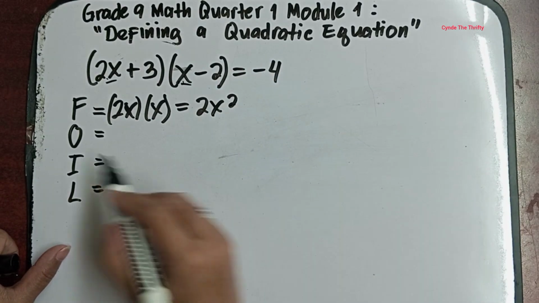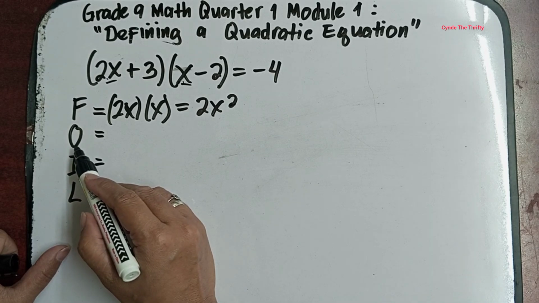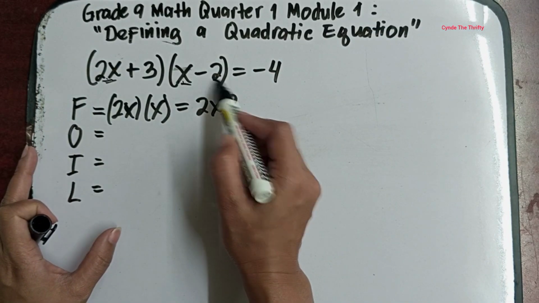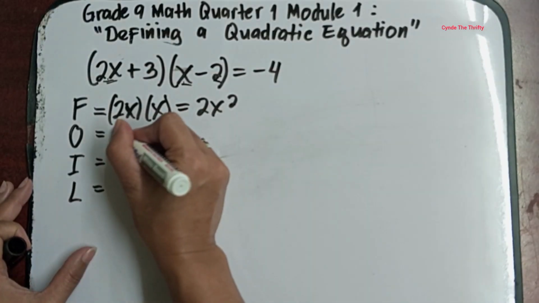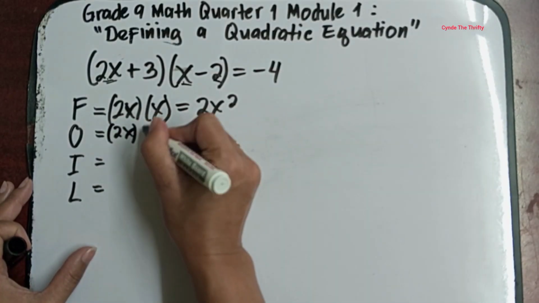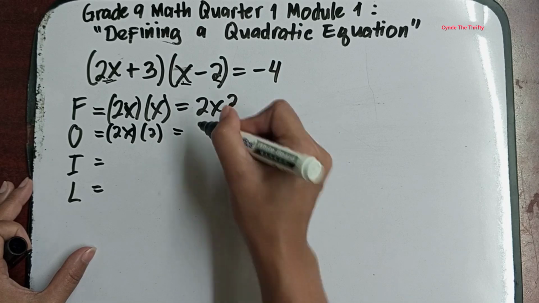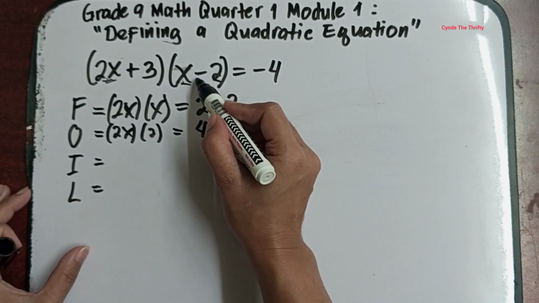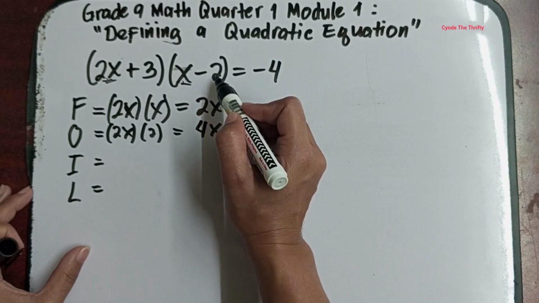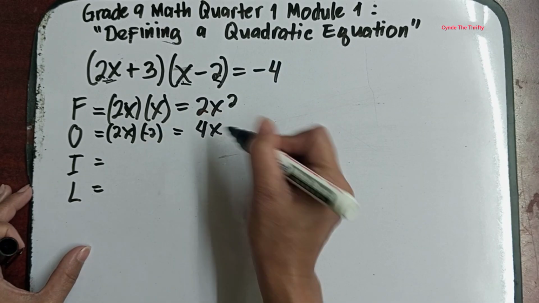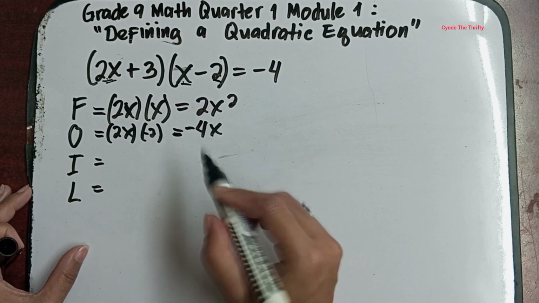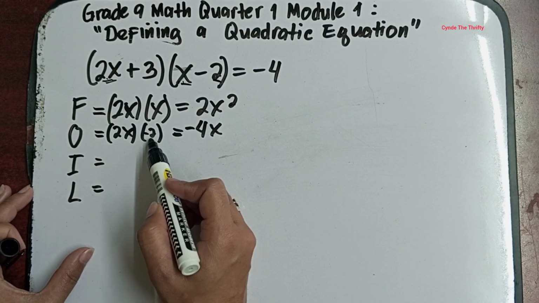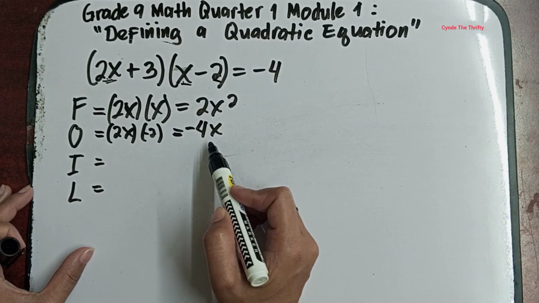Yan. So, sa outer naman, ang outer is yung nasa mga gilid. So, ang nasa mga gilid is si 2x at si 2. So, i-multiply mo siya. So, 2x multiplied by 2 is equal to 4x. Sorry, nakalimutan ko, okay? So, don't forget negative si 2. So, negative ang sign natin dito. So, that is negative 4x. So, wag natin kalimutan talaga yung sign, ha? So, that is 2x times negative 2 is equal to negative 4x.